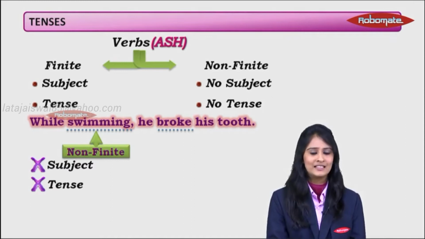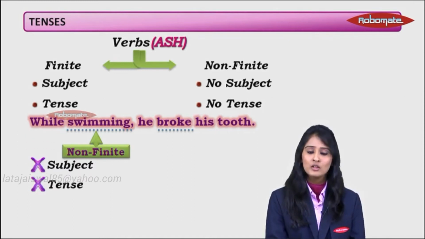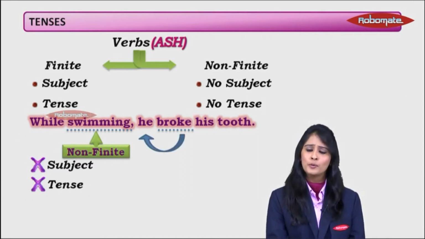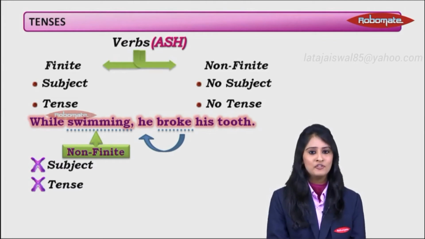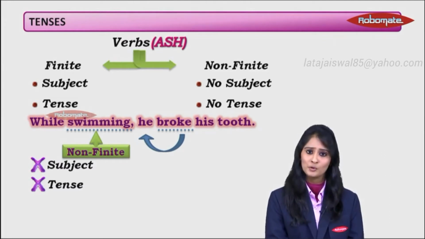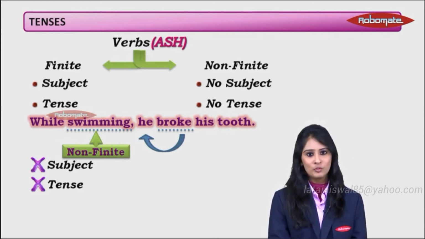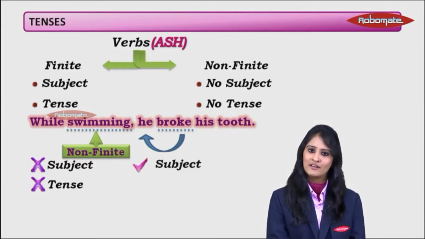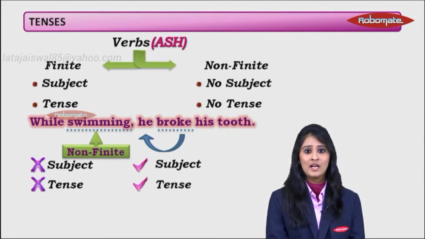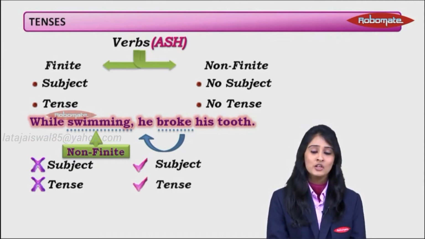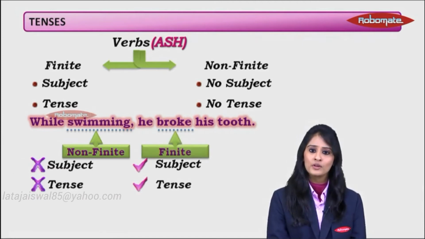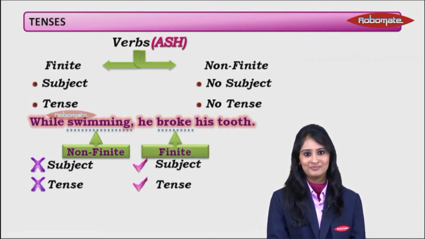Let's take a look at the next one. The word broke. The word broke has a word he in front of it. And we all know the word he is a pronoun. It is a pronoun before the verb. Thus, we have a subject. We also have a tense. We all know it is the past tense. So students, the word broke is a finite verb.